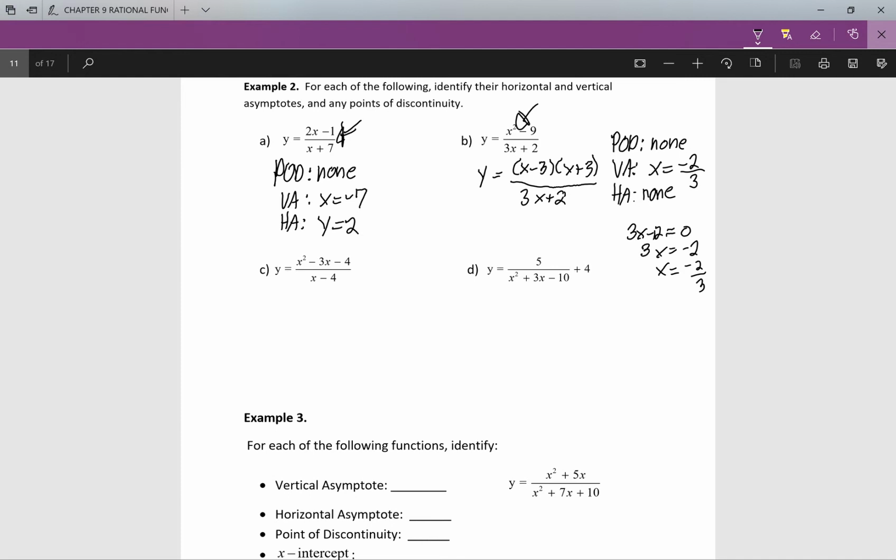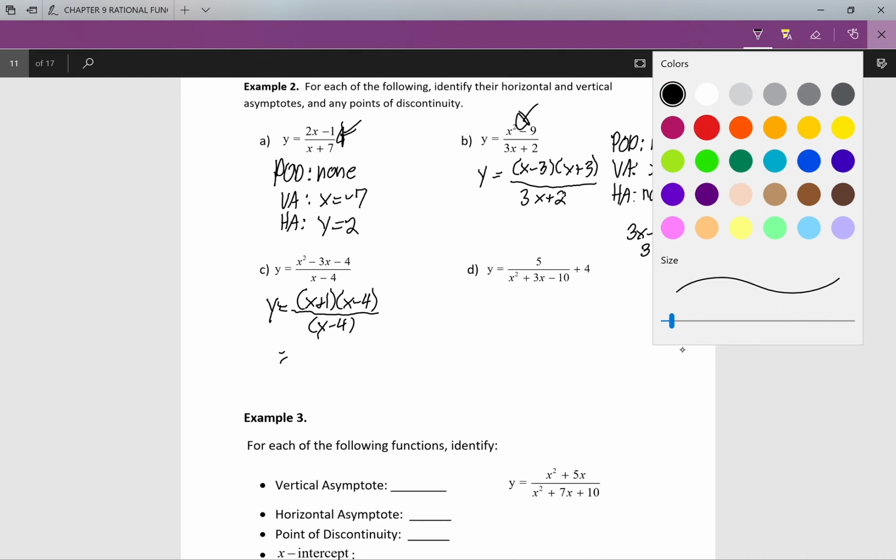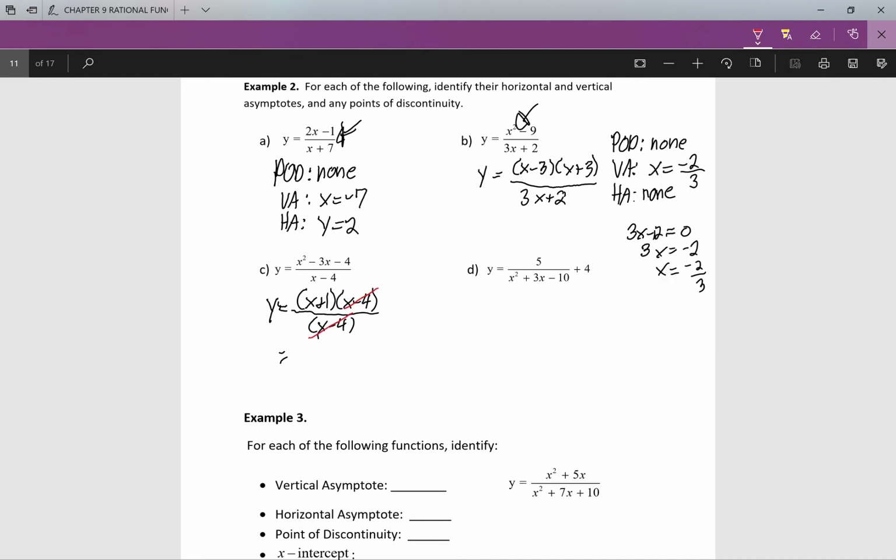Continuing on, x squared minus 3x minus 4 all over x minus 4. The first thing that I'm going to do is factor the top. We need two numbers that multiply out to negative 4 and add up to negative 3. So that's going to give me x plus 1, x minus 4, all over x minus 4. What do we have right here? We get a cancellation. And getting that cancellation means we're going to have a point of discontinuity. Finally, the point of discontinuity gets to come out and play.